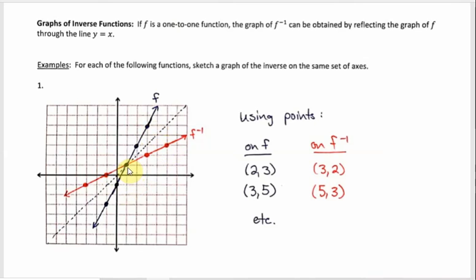(1, 1) is going to be in both, right? Because if you interchange 1 and 1, you get (1, 1) again. And then, right, that's (-1, 0), so (0, -1). I guess I'm saying that backwards. There's (0, -1), so you end up with (-1, 0) for the inverse function. And then you do the same thing with that point.